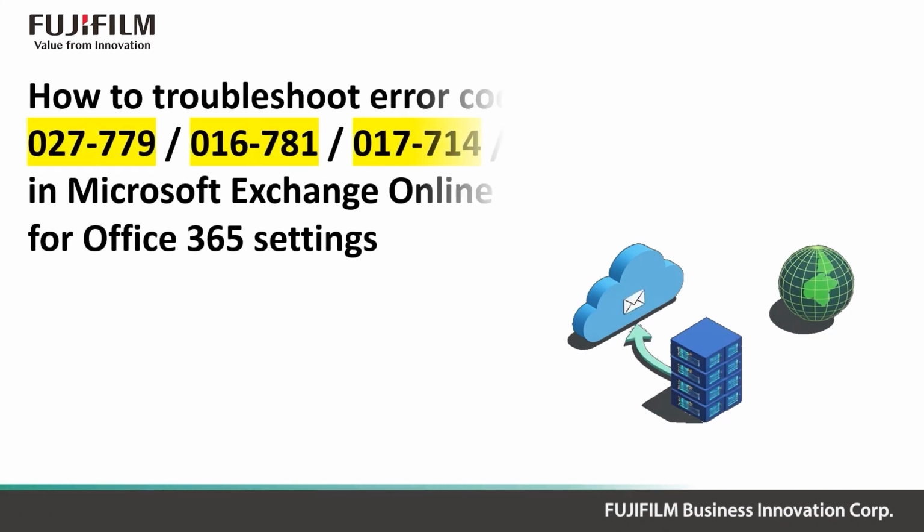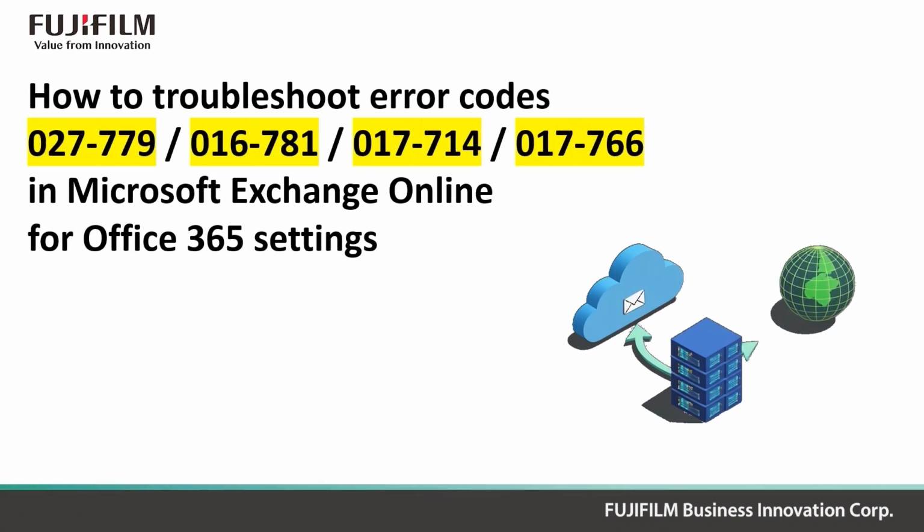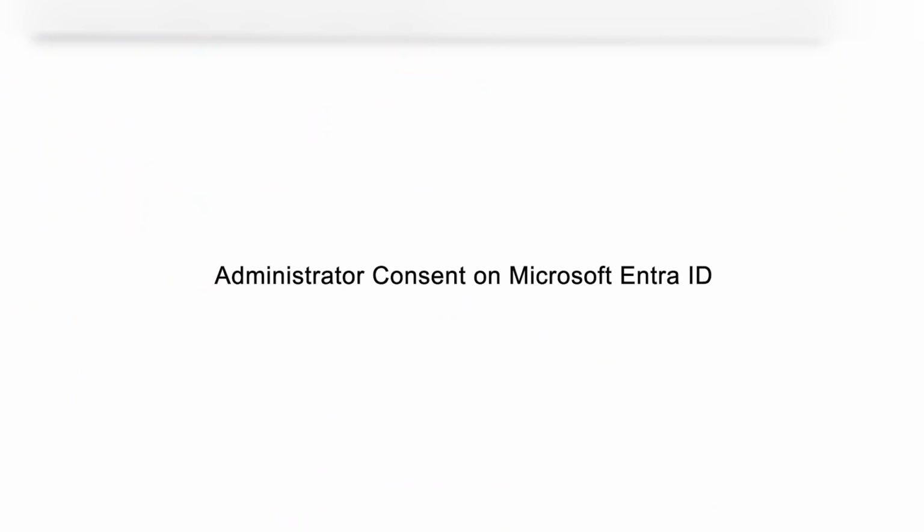How to troubleshoot error code 027-779, 016-781, 017-714, 017-766 in Microsoft Exchange Online for Office 365 settings. Administrator consent on Microsoft Entra ID.